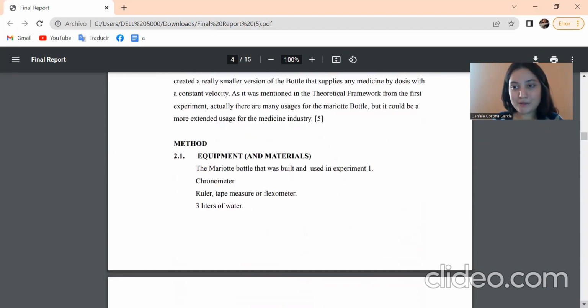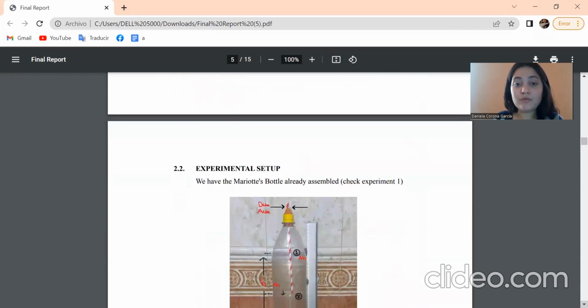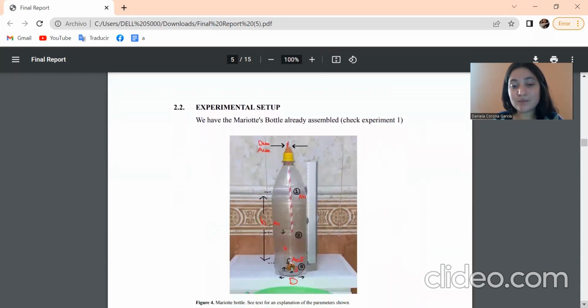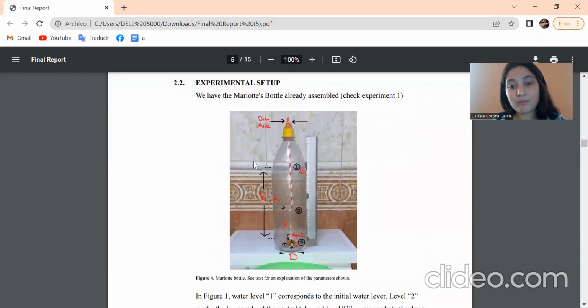What we used in this experiment was the Mariotte's bottle, as I said, a chronometer, a ruler, tape measure, or fructometer, in this case a ruler, and water. The experimental setup was the same as the last one. It's important that you see all the parts of the Mariotte's bottle.